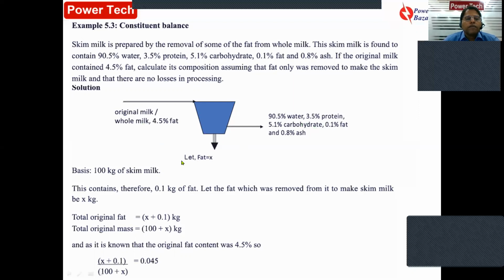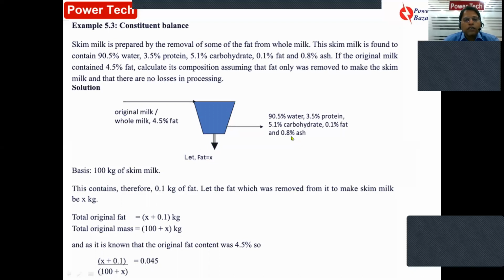Now let us decide, what is the basis? We have to assume certain units, certain basis. So let us assume 100 kg of skim milk, because these percentages are given. So we have assumed 100 kg of milk for simplicity. Now let us assume X kg of fat is removed. Therefore, let the fat which was removed from the milk to make skim milk be X kg.